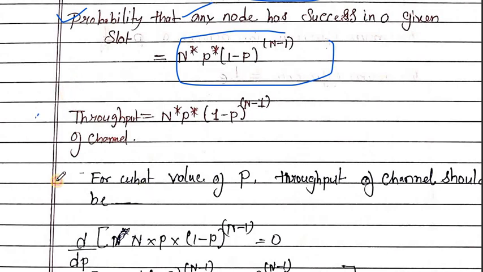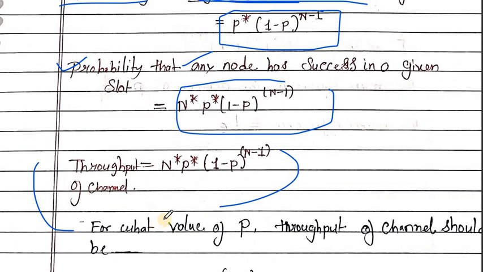And here the throughput of the channel. We have seen the formula for throughput of each node. Now here the throughput of the channel. Throughput of the channel is the same as the probability of success of any node. So the success probability of the frames by any node in a channel is also called the throughput of the channel, meaning the efficiency of the channel.